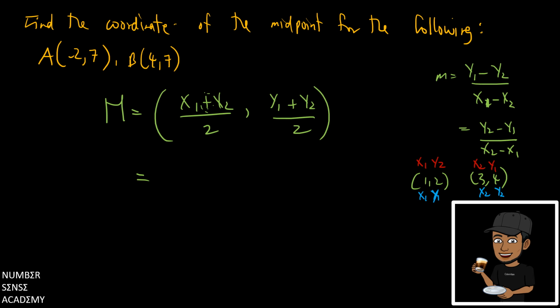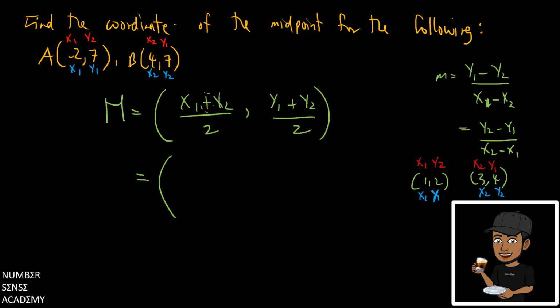With the midpoint, it doesn't matter because you're adding. So you could write this as x1, y2, x2, y1. It doesn't matter. Or you can write it as x1, y1, x2, y2. It doesn't matter because you're adding. Right? So just keep that in mind. All right, so let's plug our values in.